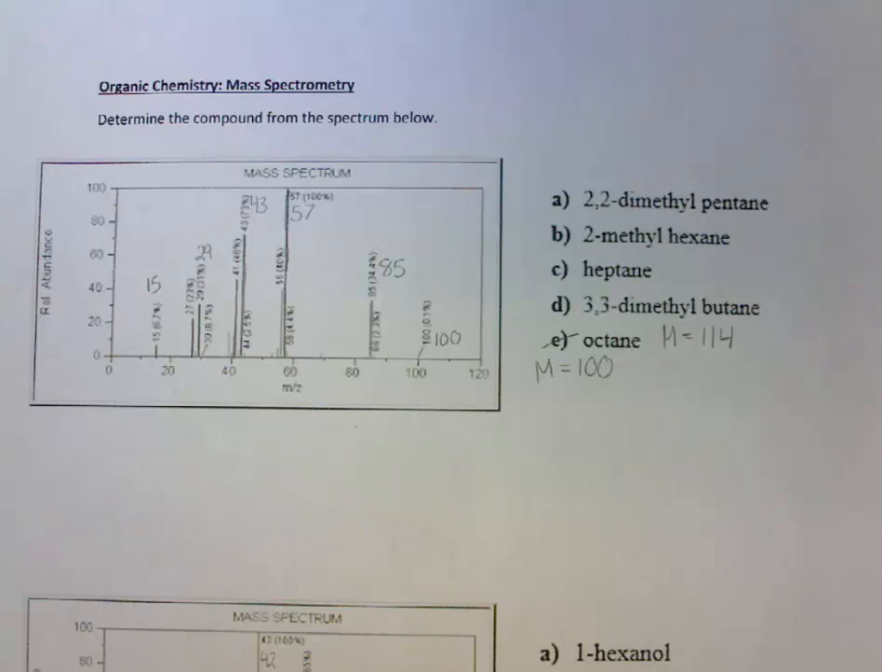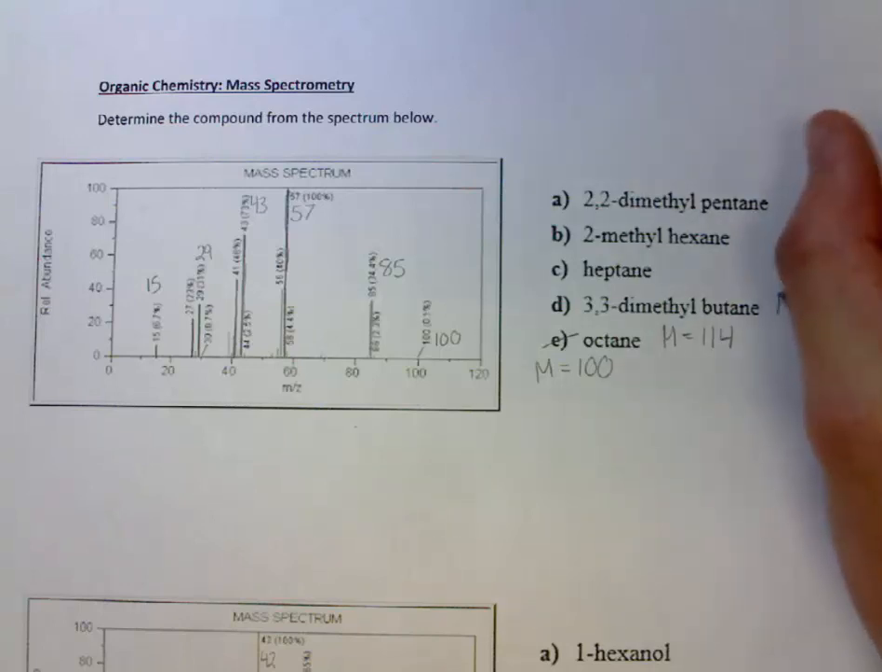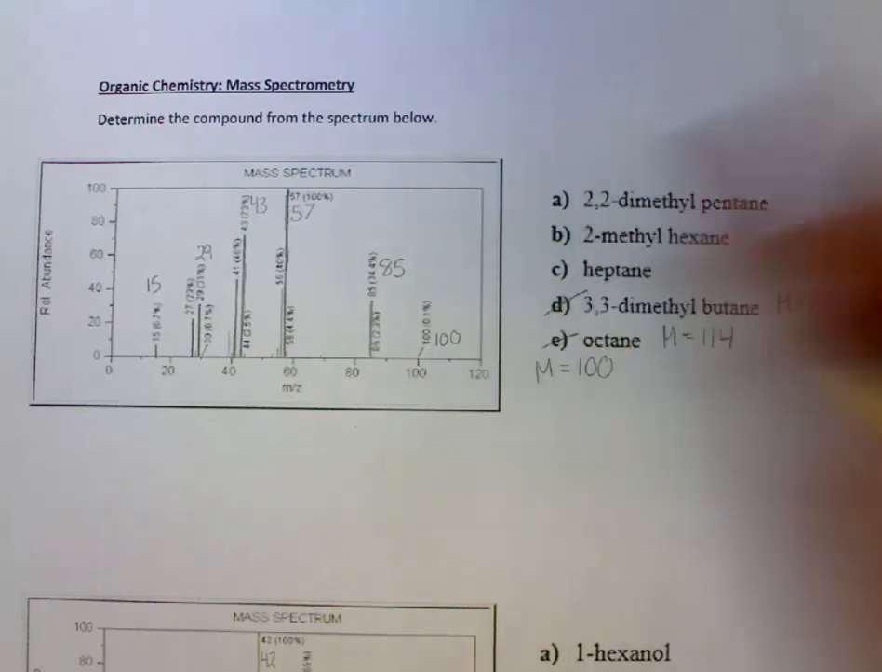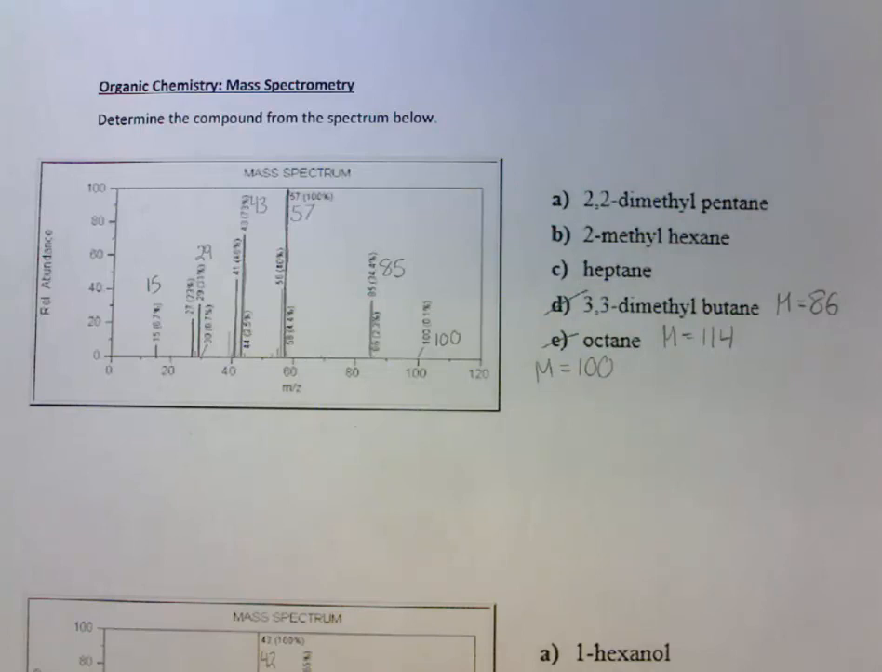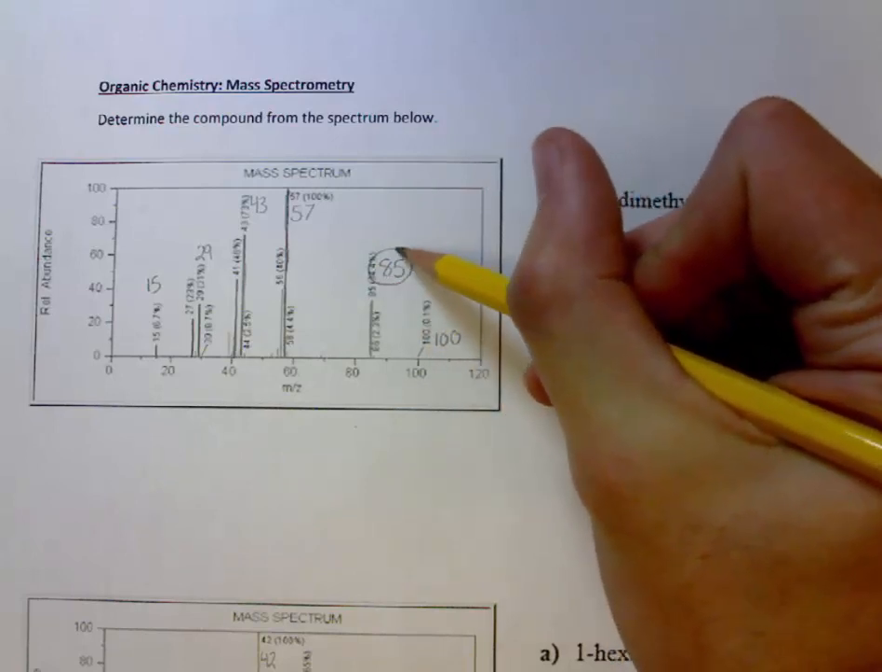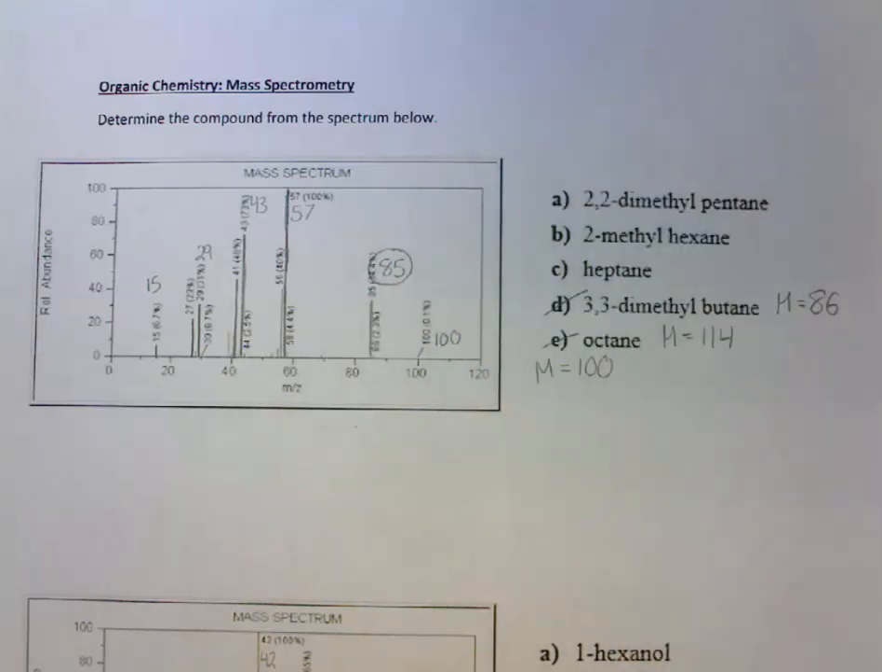If we look at option D, the M value is 86. That will also be the incorrect answer. For heptane, we would not get fragment peaks at 85. That will not be the correct answer.